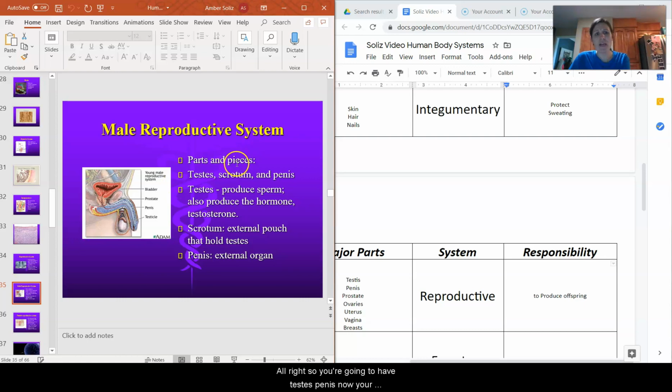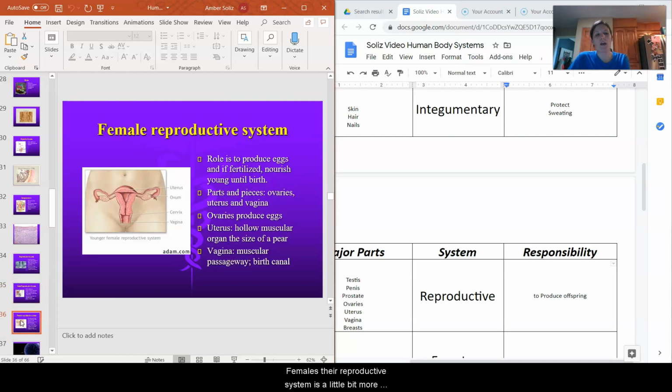All right, so you're going to have testes, penis. Now, your testes is actually what produces your sperm, and the hormone, which is going to be part of endocrine, testosterone, which makes you have a deeper voice and grow hair on your chest. Okay, and so that's going to be testosterone.